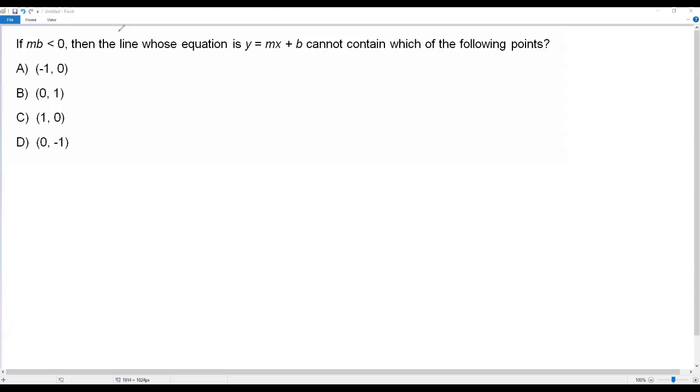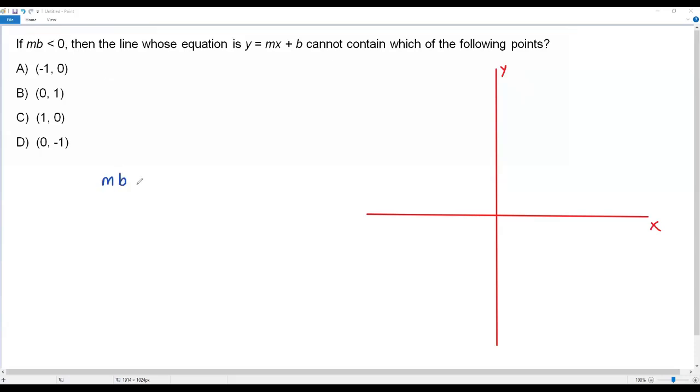For that, first I'm going to draw an xy plane. Okay, here I've drawn an xy plane. Let me mark the y-axis and the x-axis over here. Now let me take the given condition, that is, the product m times b is less than 0. Here two numbers are multiplied and the product is negative because it's less than 0. Whenever the product of two numbers is negative, one number has to be positive and the other number has to be negative, so that the product of a positive number and a negative number will result in a negative number.